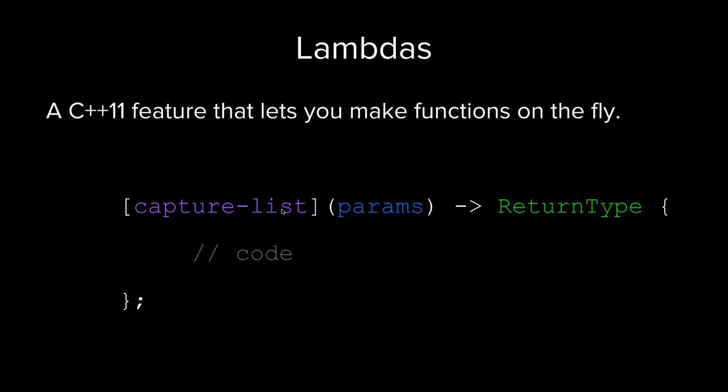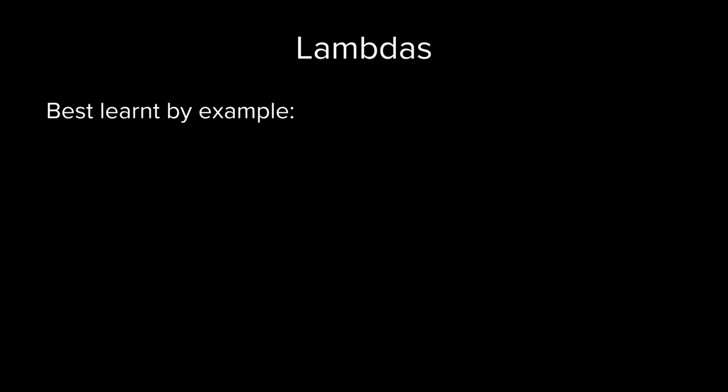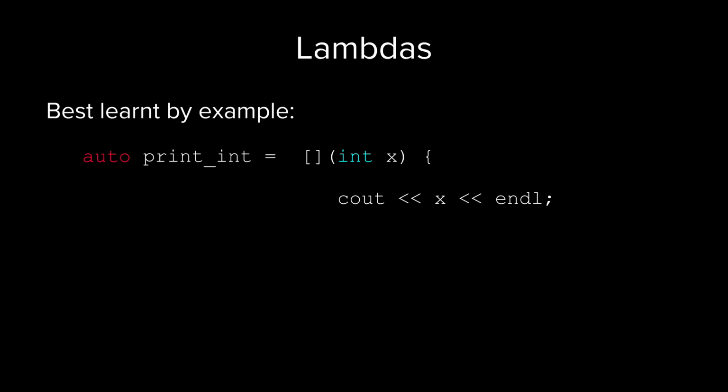Forget what the capture list is for this class, but you have the parameters of the function, an arrow, then the return type, and then you just write the function like you normally would. As an example, you have a print int function that takes an integer parameter. It has return type void, so you can leave the return type out. It couts the int, and then terminates the function. You've stored that function in a variable, and then you can call it like a normal function. You can do this inside another function, so it's really cool.